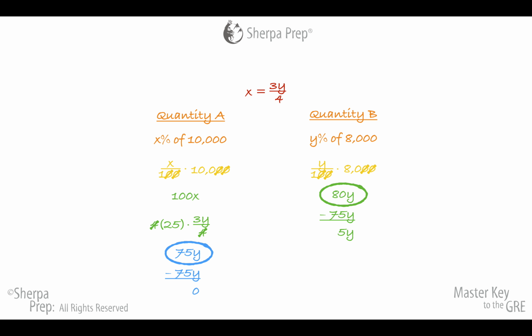In other words, we know B is guaranteed to be bigger than quantity A because the problem tells us y is greater than 0, and 5 times a positive value is always going to be greater than 0, making quantity B bigger than quantity A. And of course, anytime B is bigger than A, that means that B is the correct answer.